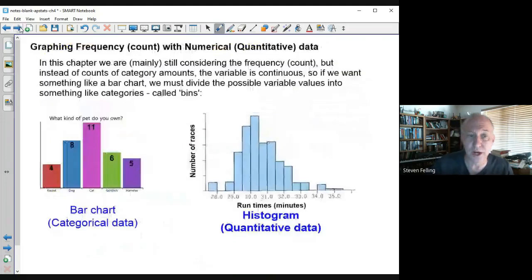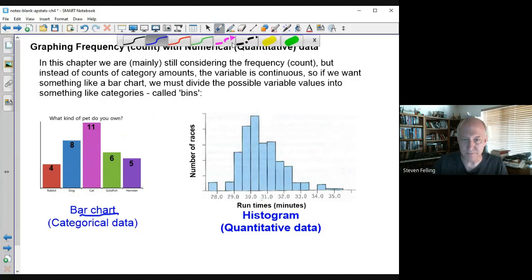First of all, graphing data. When we talked about frequency counts, when we had Chapter 3 categorical data, we had something called a bar chart, right? And a bar chart consists of dividing the data into categories. So we have some sort of categorical variable like pet, let's say, where the values of the variable are different animals. And then we can show how the data is distributed across those categories. So that's called a bar chart.